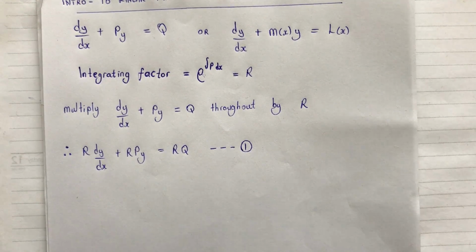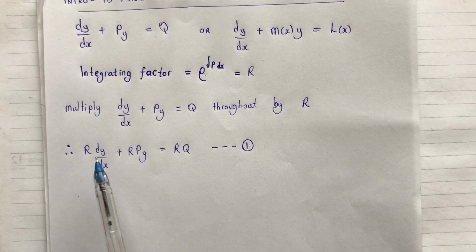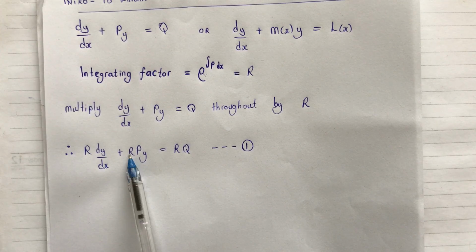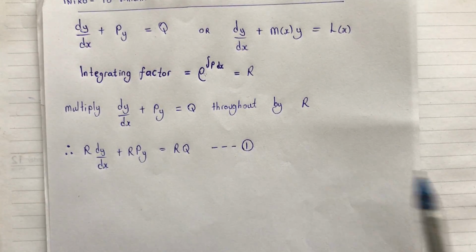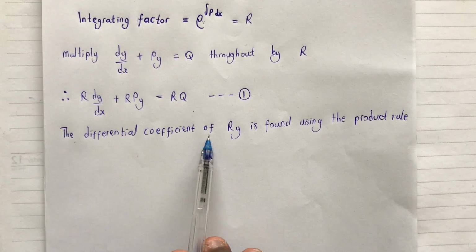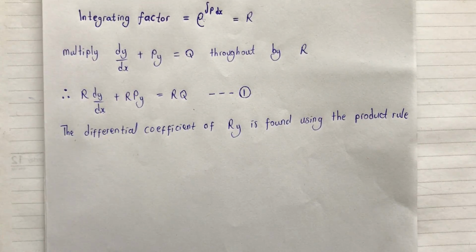Now after we do this multiplication, the next thing to do is to find what we call the differential coefficient of Ry. What this means is that when we move to the left hand side of the equation, we need to take the derivative of the integrating factor and the variable y. So R and y are two products, and to be able to do that, we need to apply what we call the product rule in differentiation. Most of you are aware of that, so let's see what will happen. So the differential coefficient of Ry will be obtained using the product rule.